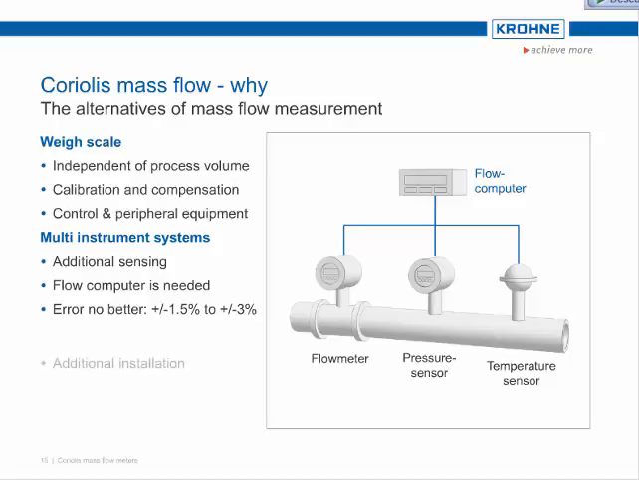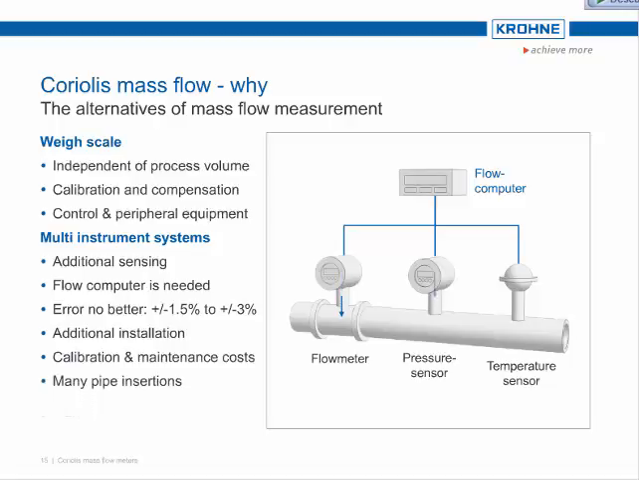The additional sensors incur additional installation, cabling and energy costs, increasing commissioning costs. And during the system life, the costs of calibration and maintenance will be many times higher than that of a Coriolis mass flow meter. Finally, the number of pipe insertions, along with the other mechanical and electrical interfaces, will result in a lower system safety factor over the single integrated mass flow meter.